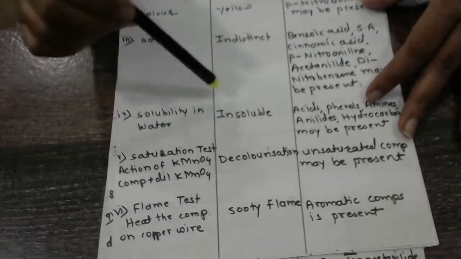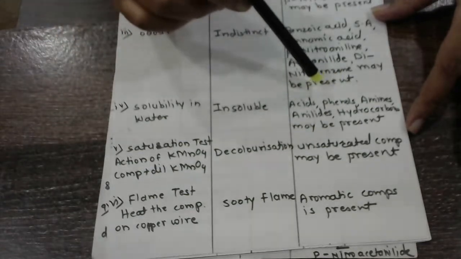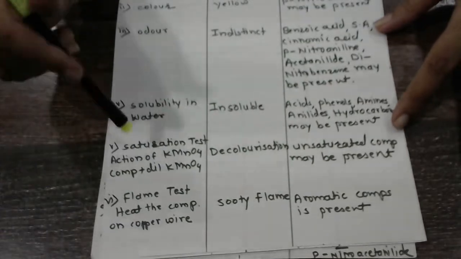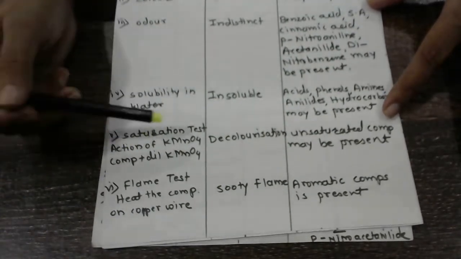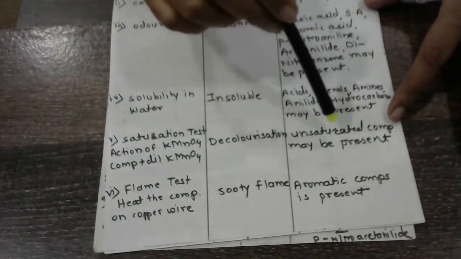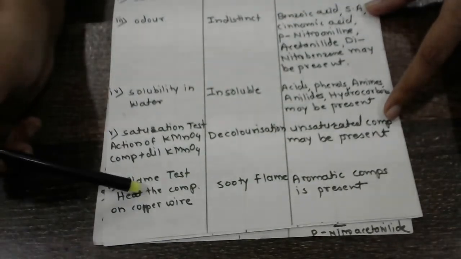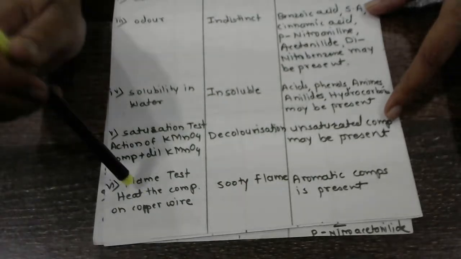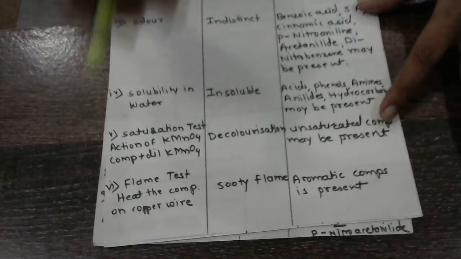Solubility in water: it is insoluble in water. Acid, phenols, amines, analytes, hydrocarbons may be present. Then check the saturation test, action of KMnO4. Compound plus dilute KMnO4, we get decolorization, which means an unsaturated compound may be present. Then the last one is the flame test. Take the compound on a spatula or on copper wire, whatever is available at that time. We get a sooty flame, so an aromatic compound is present.